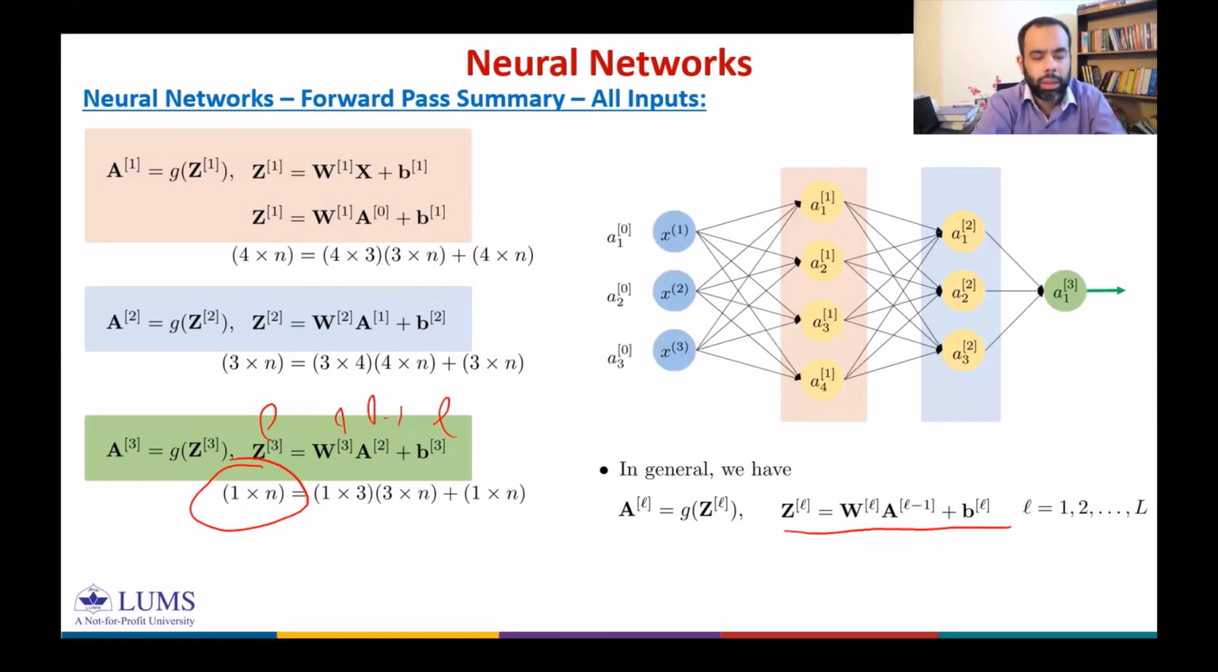So that was about the forward pass and the notation we have used for neural networks. In the next video, we will talk about the activation functions we can use for neural networks, or what the possible choices of activation functions are in the literature.